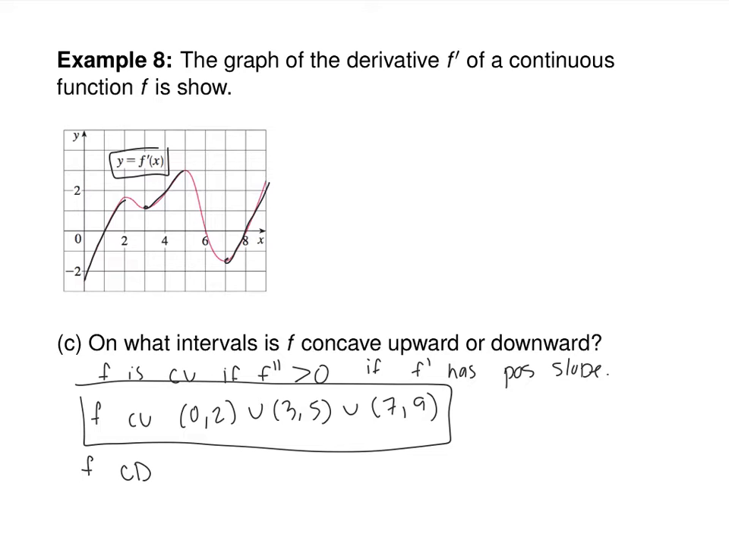Where is f concave down? 2 to 3, 5 to 7. Because f prime prime will be negative when f prime is decreasing, right? You write that down: f prime prime negative when f prime is decreasing. That's probably the best way to think about it. Does that make sense? f prime prime will be positive when f prime is increasing, right?